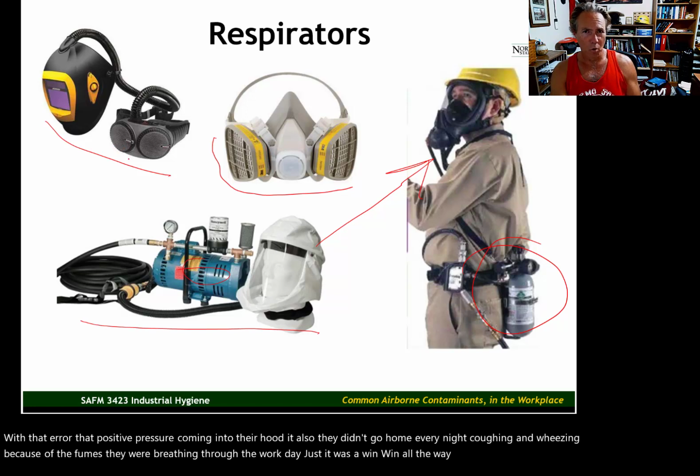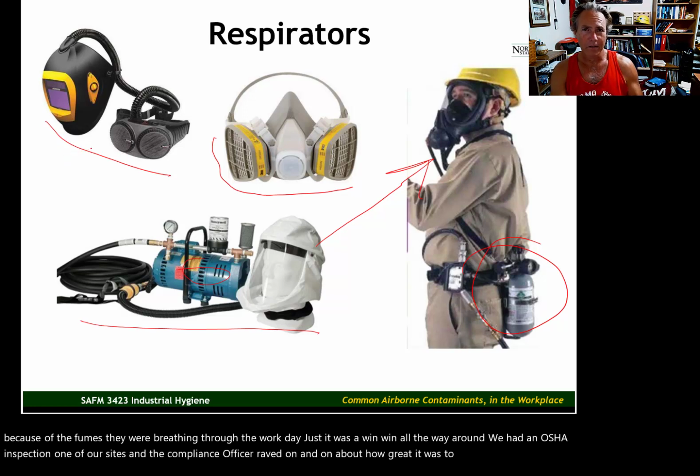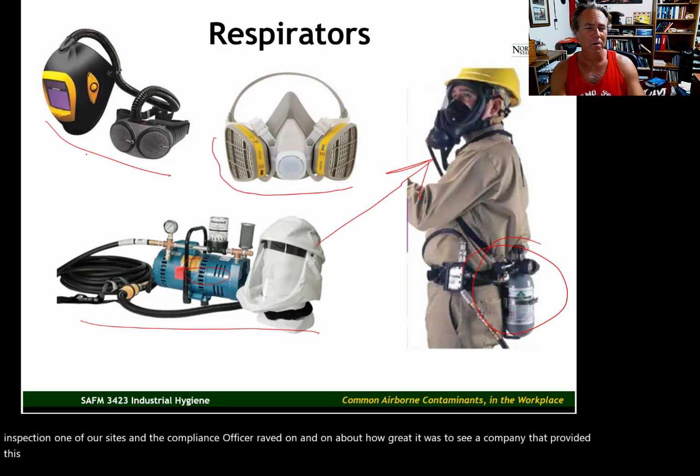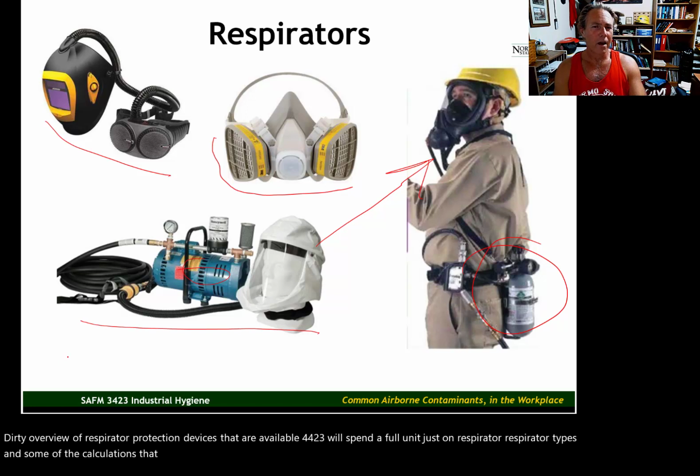We had an OSHA inspection on one of our sites, and the compliance officer raved on and on about how great it was to see a company that provided this equipment for their workers. But there are so many options out there. I'm just giving you a really quick and dirty overview of respirator protection devices that are available. 4423 will spend a full unit just on respirator types and some of the calculations that go along with it. A lot more calculations in the second industrial hygiene class. So something to look forward to.